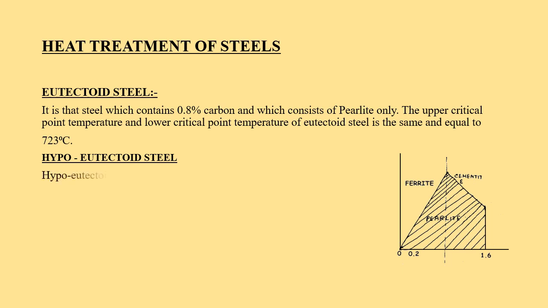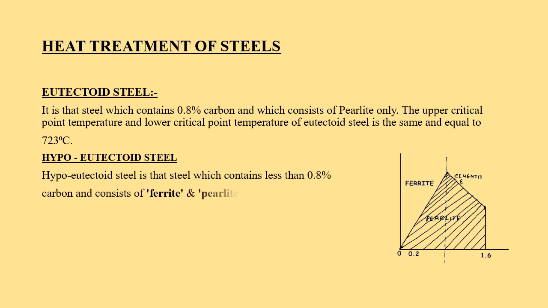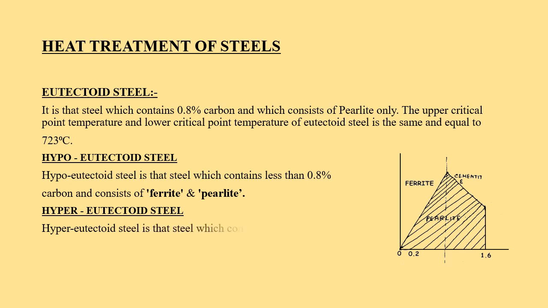Hypoeutectoid steel. Hypoeutectoid steel is that steel which contains less than 0.8% of carbon and consists of ferrite and perlite. Hypereutectoid steel. Hypereutectoid steel is that steel which contains more than 0.8% of carbon and consists of perlite and cementite.